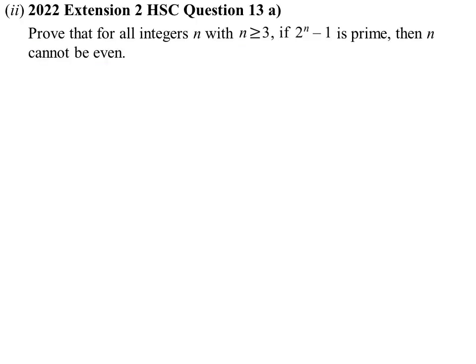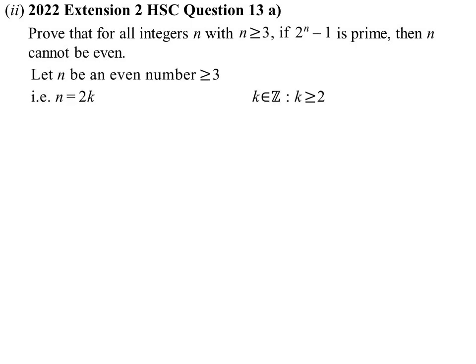Let's have a look at an HSC one from just a couple of years ago. Okay. We had to prove that for all integers, and this time integers bigger than or equal to 3, that if 2 to the power of n minus 1 is prime, then n cannot be an even number. Cannot be an even number. So I want to do the contrapositive. I'm doing this by contraposition.